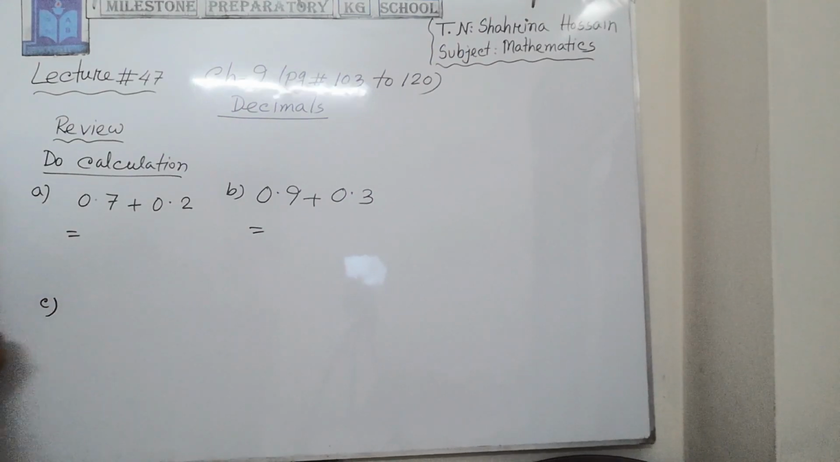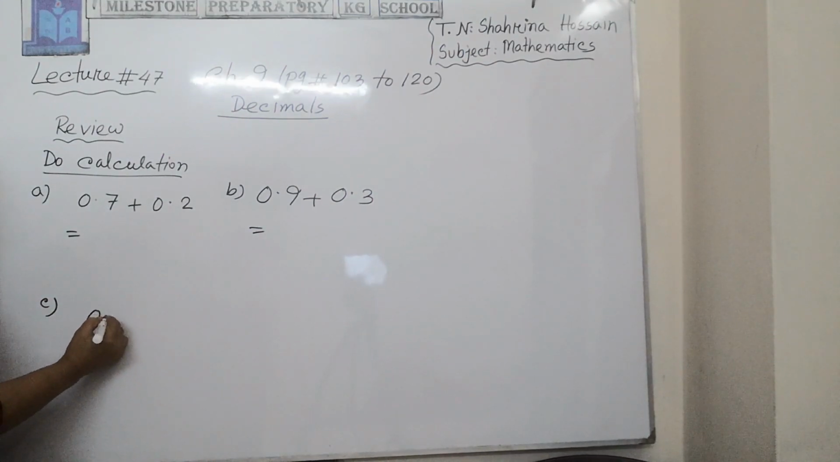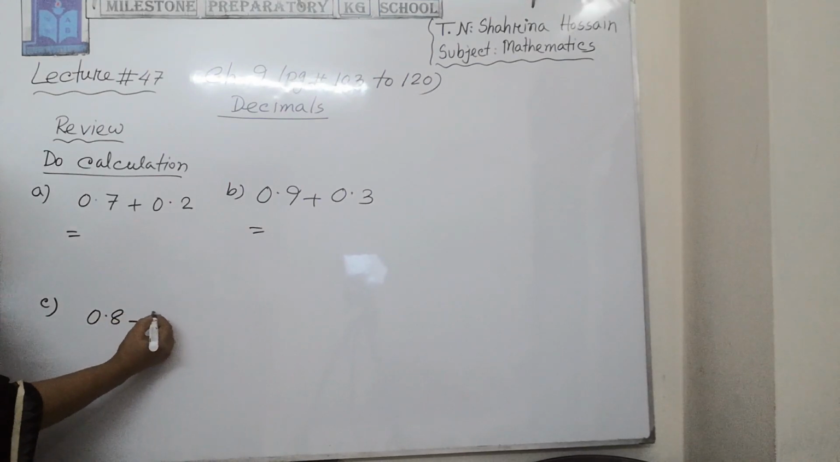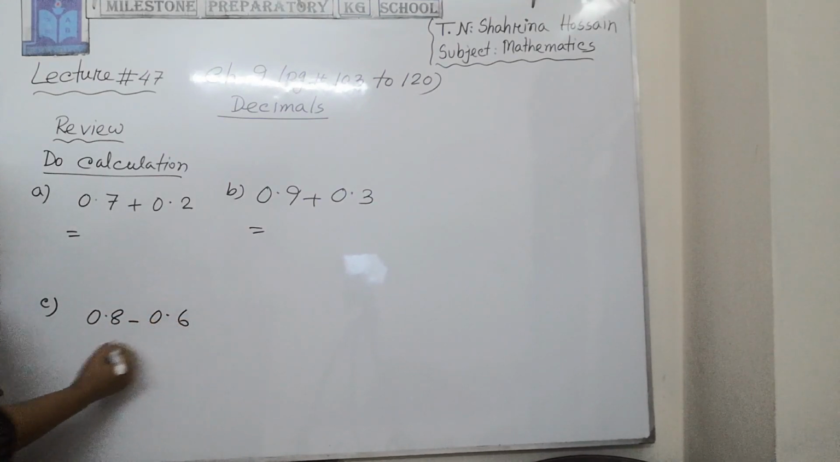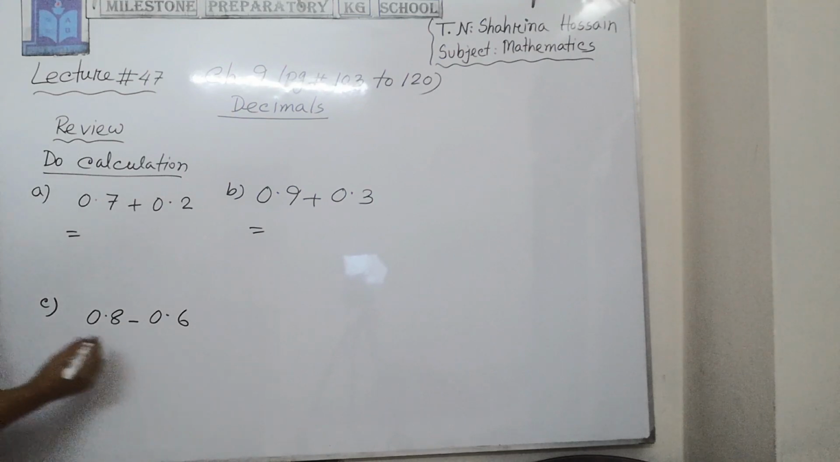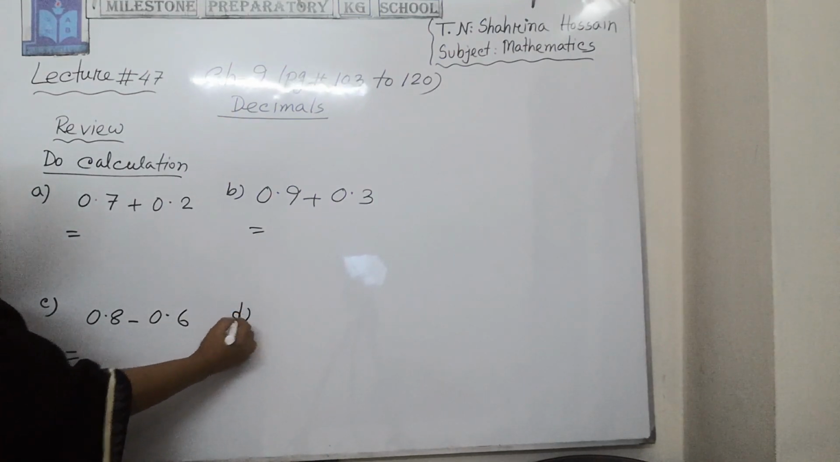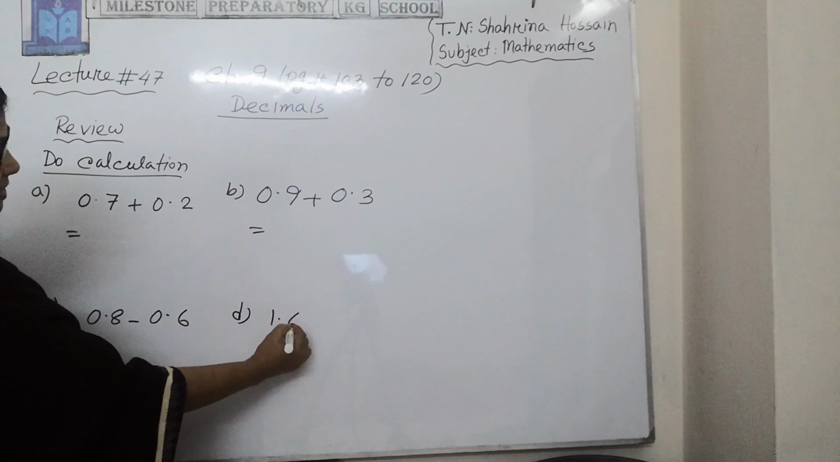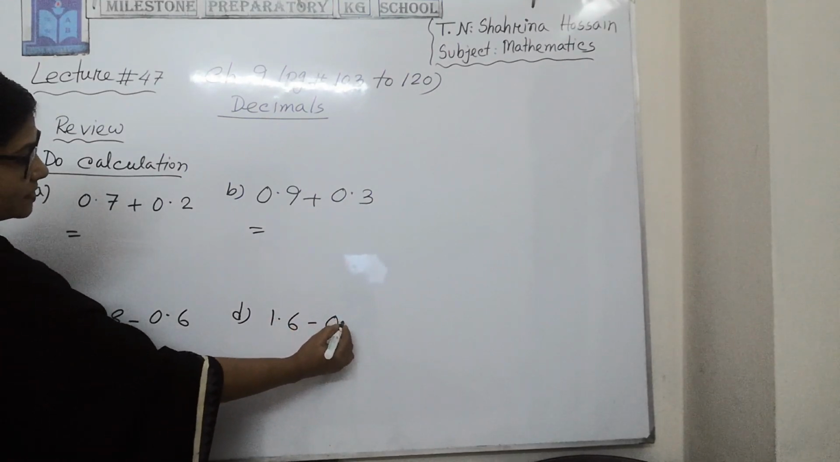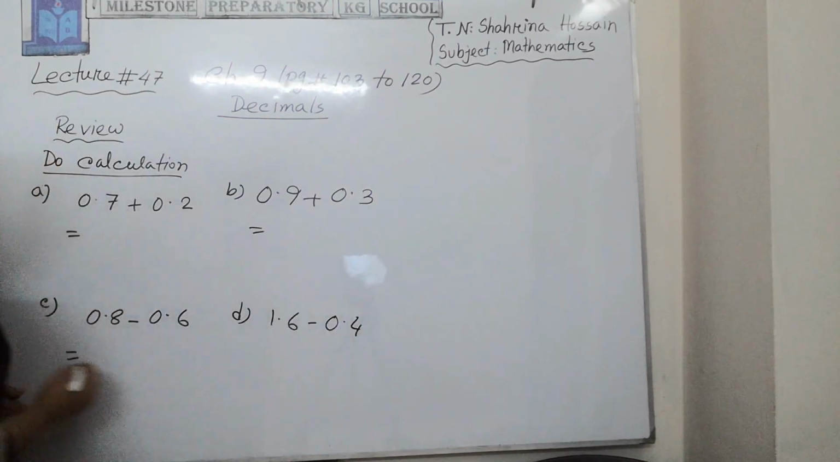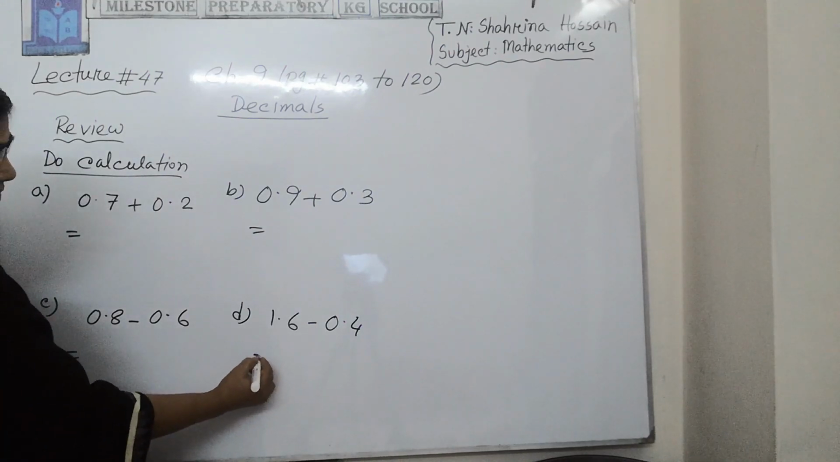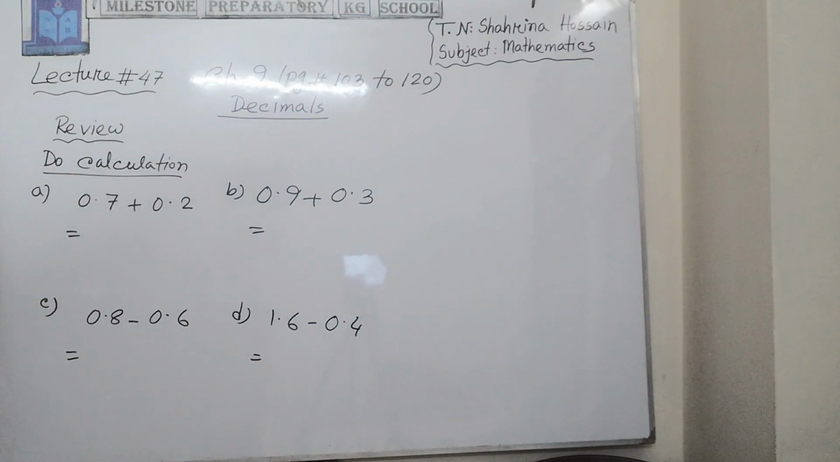Number C, 0.8 minus 0.6, then answer. And number D, 1.6 minus 0.4. So how can we do the calculation? Okay, I will give 2 minutes. Hurriedly do it by yourself. Okay.